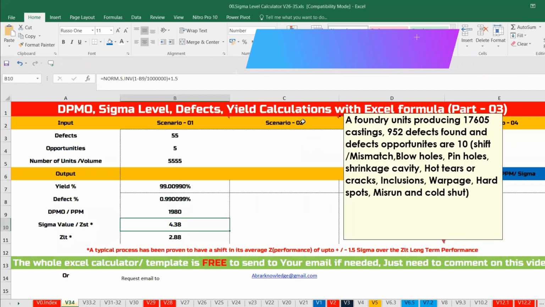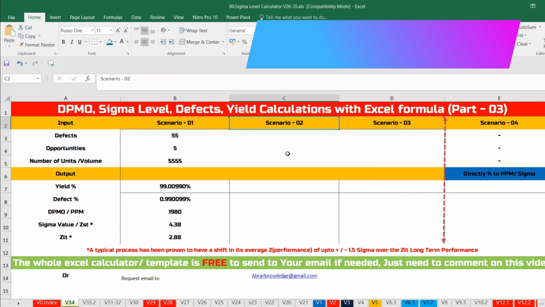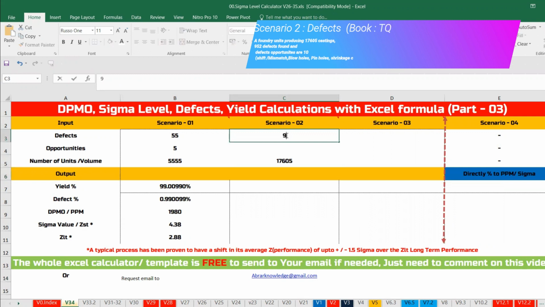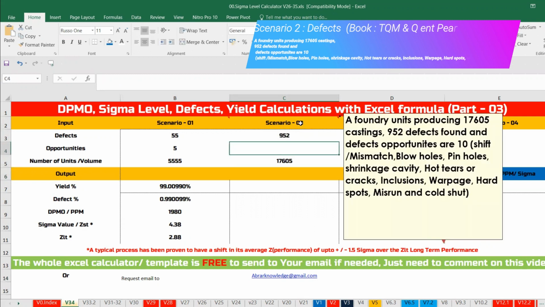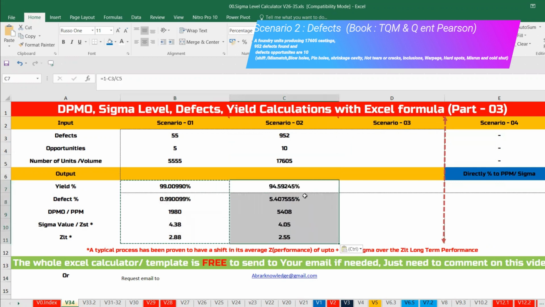So let's go to the second scenario. A foundry unit has a volume of 17605 and 952 defects. How many opportunities? 10 opportunities, like mismatch, blowholes, pinholes, and all that. All I'm doing is extracting this formula and pasting it here. Automatically it calculated: yield is 94, defect is 5.4, DPMO is 5408, and the sigma value is this one.